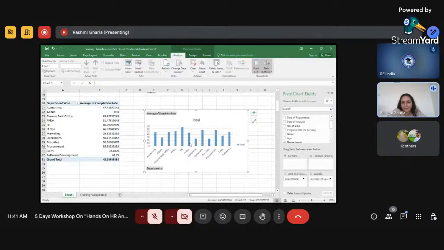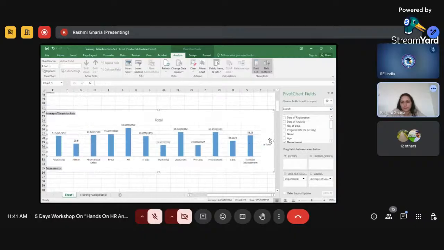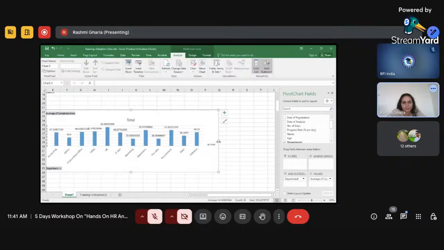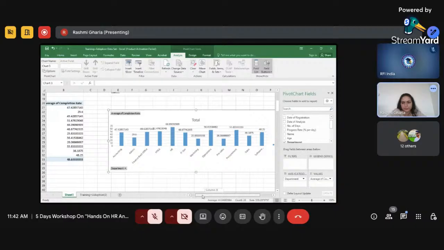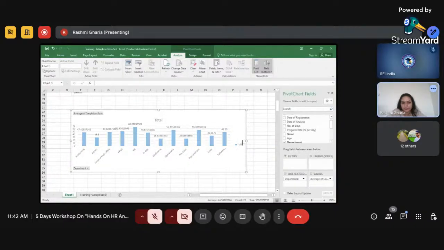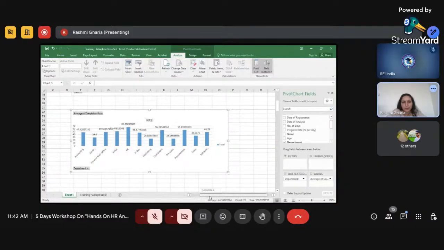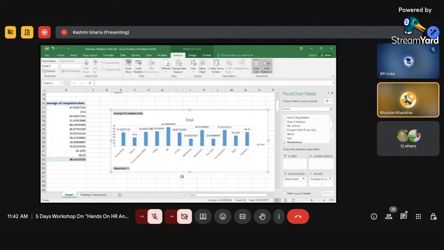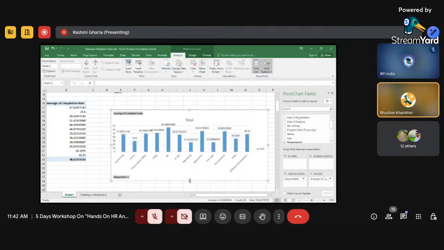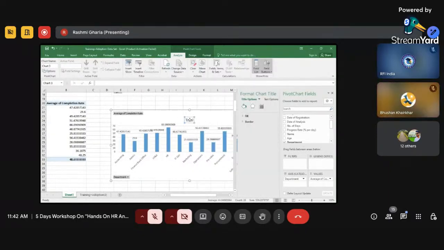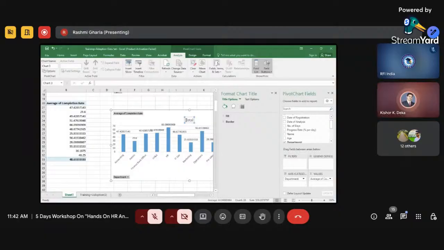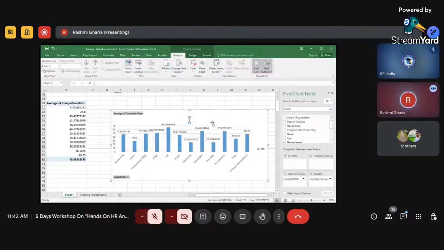If you see here, what can you interpret out of this chart? Which department people have completed more, the Yes completion rate is on the higher side. In the HR department, the completion rate is higher in comparison to others. They have completed 66% of the training program, right?